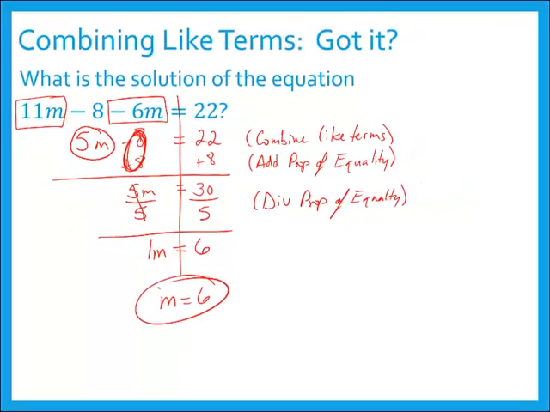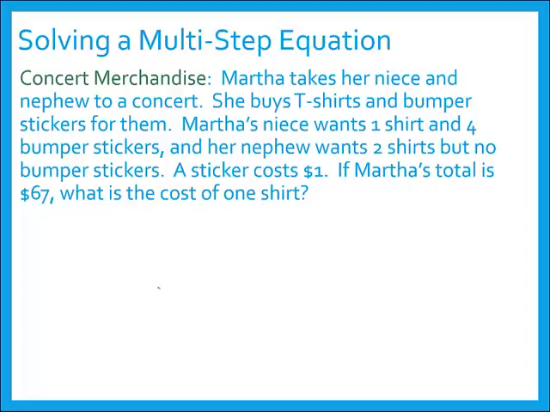Next, last question. Solving a multi-step equation. So concert merchandise. Martha takes her niece and nephew to a concert. She buys t-shirts and bumper stickers for them. Martha's niece wants one shirt and 4 bumper stickers, and her nephew wants 2 shirts but no bumper stickers. A sticker costs $1. If Martha's total is $67, what is the cost of one shirt?